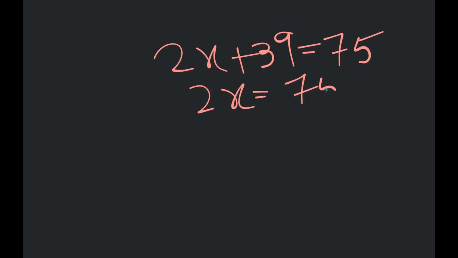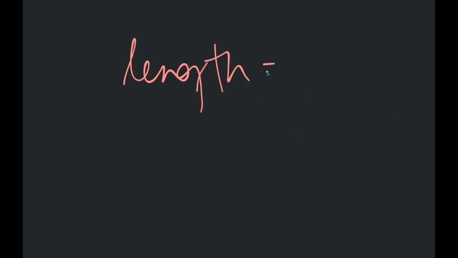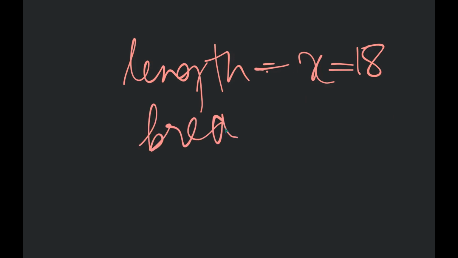So 2x is equal to how much? 75 minus 39, right? So 75 minus 39 we will get 36. Okay, so 2x is equal to 36 means what? x is equal to 36 by 2, 18. So this is what length and breadth is. What did we take as length? Length was taken as x which is equal to 18 and breadth was taken as y which was equal to 13. Okay, so this is the final answer.